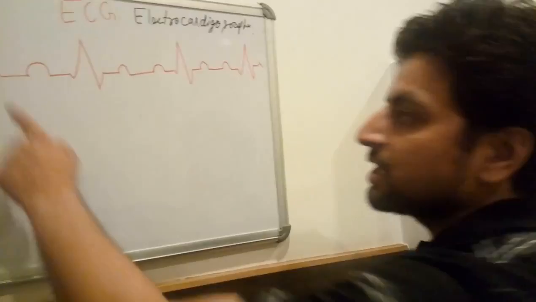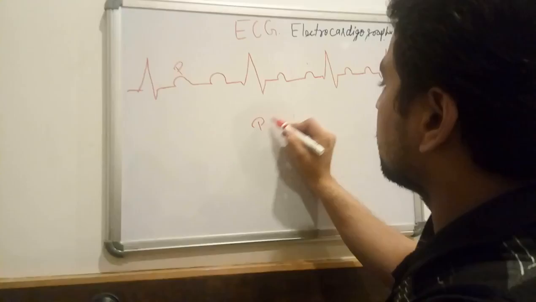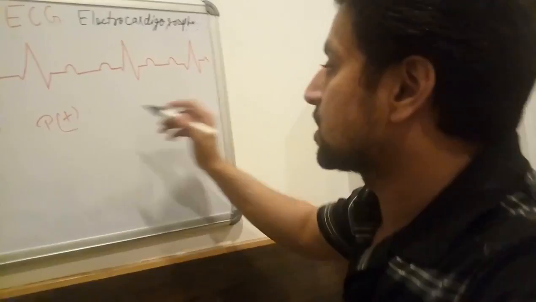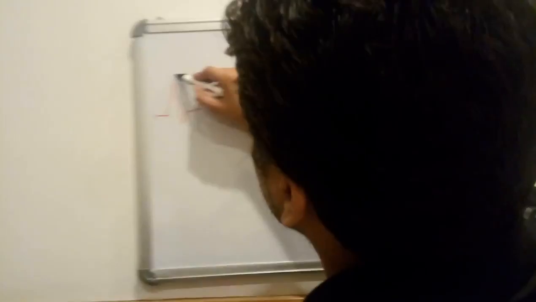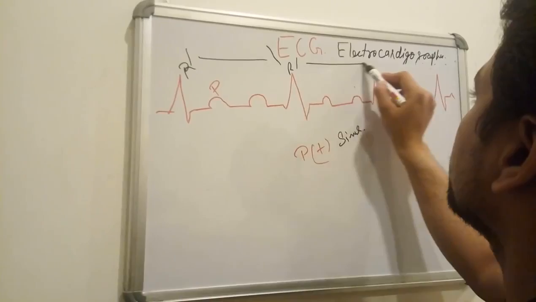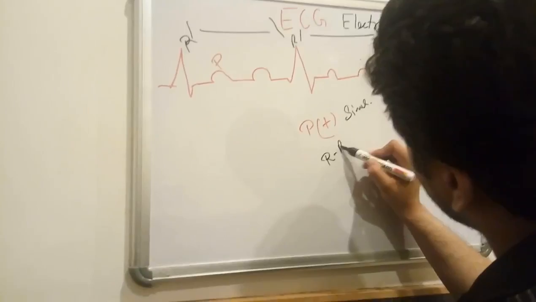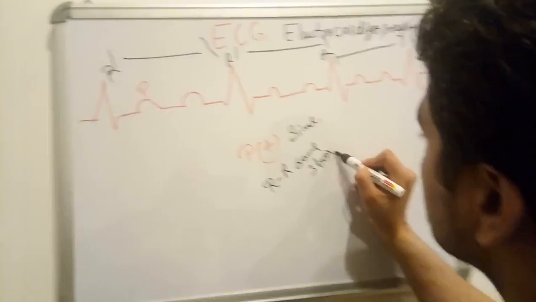See, from here we start. In the ECG, firstly our target is P. If P is present, we are going to write on the ECG sinus. First thing is very important, sinus. If this is R, this is R, and the distance between both R intervals is the same, then it is regular. If the R interval is the same distance, like three large boxes in each, that means regular rhythm.